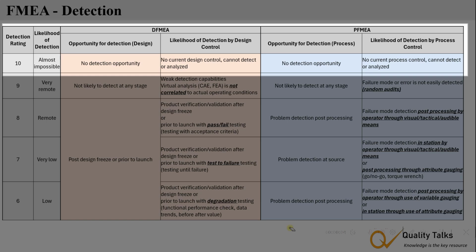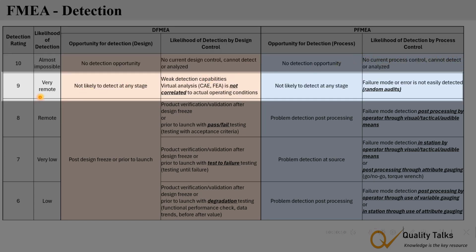Detection rating 10. With respect to DFMEA, if you are not able to detect the failure either by virtual analysis like CAE or FEA or by validation, then it is a DFMEA detection rating 10. With respect to PFMEA, in the process you are not able to detect the failure by audible means, by attribute or by variable gauging.